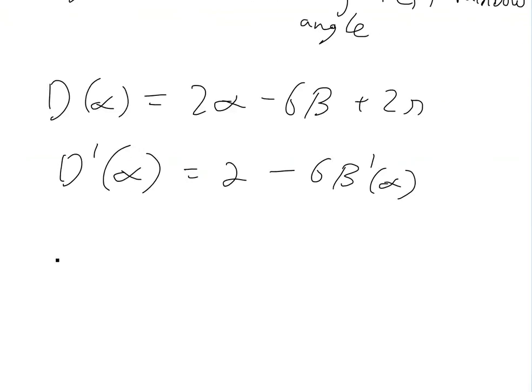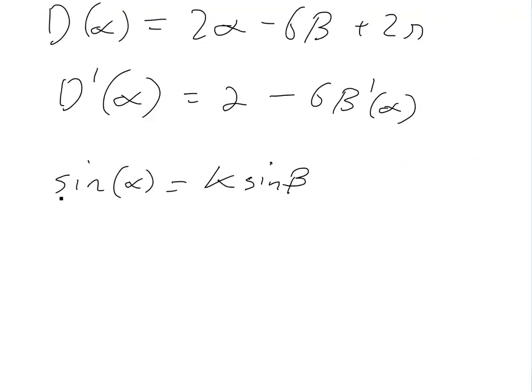I did this in another video as well, but let's do it right here. So we know that sine alpha is equal to k sine beta. So take the derivative here. This is just cos alpha is equal to k cos beta times beta prime.